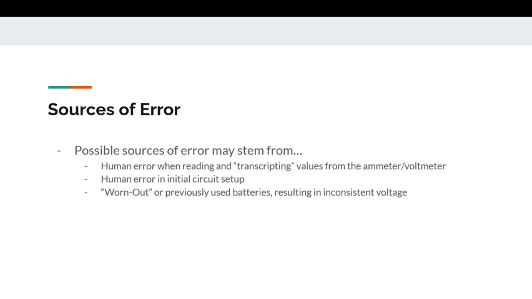And a third possible source of error were worn out or previously used batteries, which result in inconsistent readings of voltage.